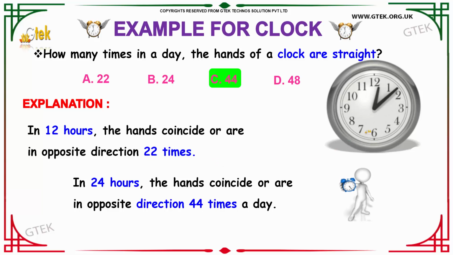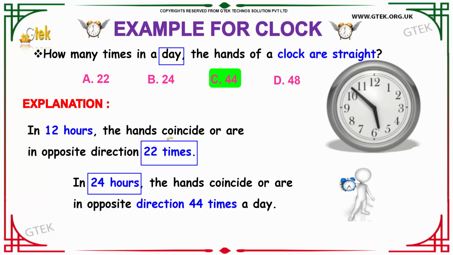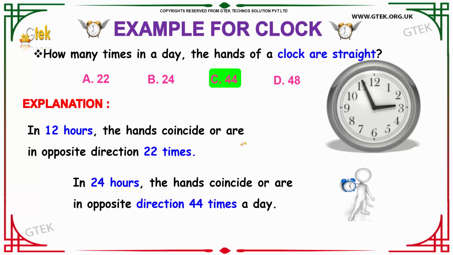In 12 hours, the hands will either coincide or will be in opposite direction 22 times. So, obviously, in 24 hours, that is, a day has 24 hours, the hands will coincide or they'll be in opposite direction 44 times. Hence, your option C, 44, is your answer.